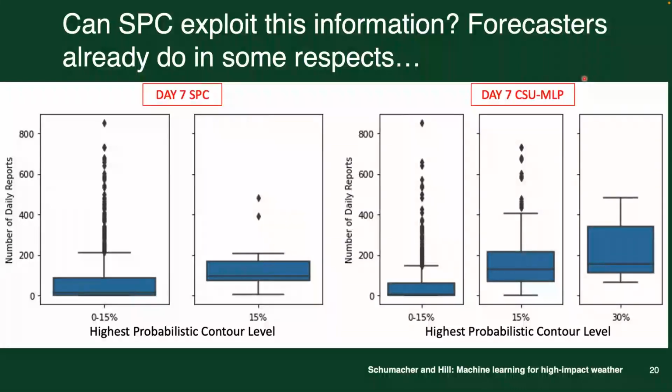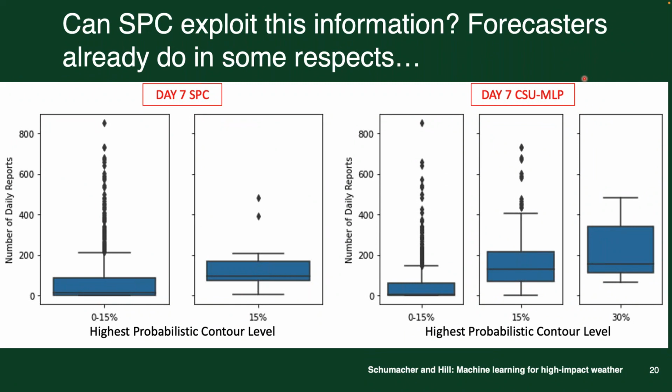At day 7, SPC is going to be conservative. They're going to miss high impact weather days, but they're also going to hit some of them. Again, not really that surprising. But when they do issue 15% contours, there is a change in that distribution in the box plot. You do see a shift of the median up to about 100 daily reports. Now, SPC during our verification period never issued a 30% contour at day 7.